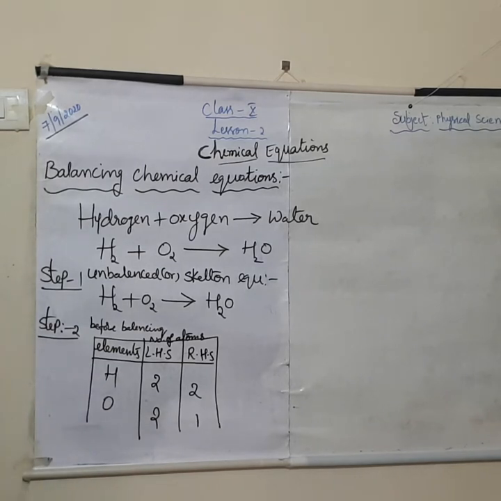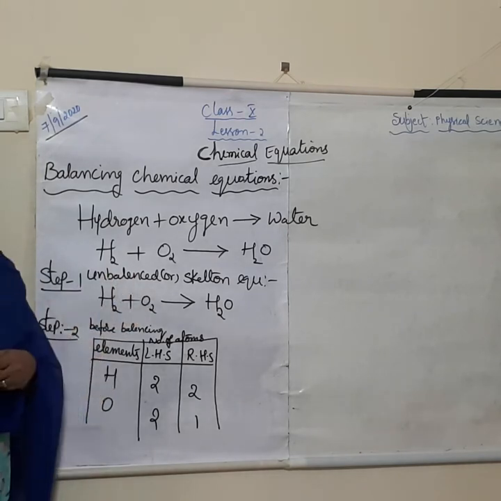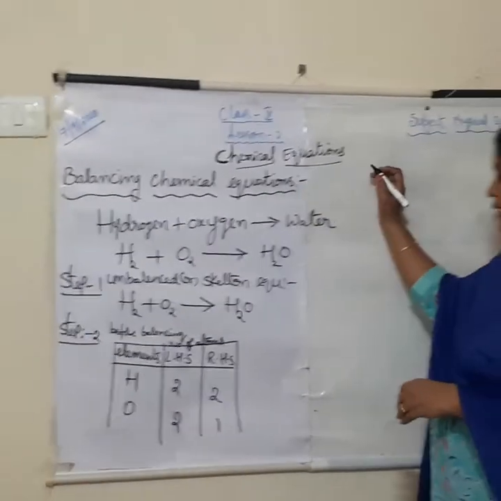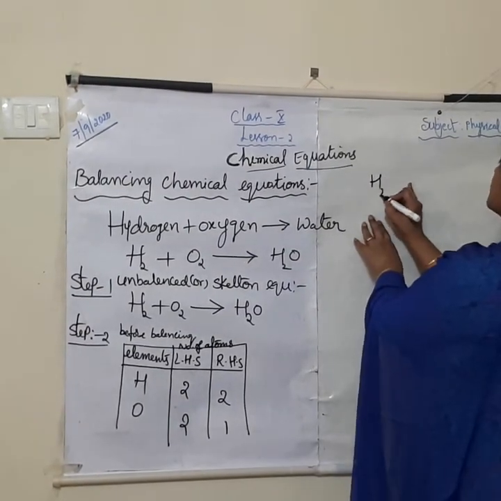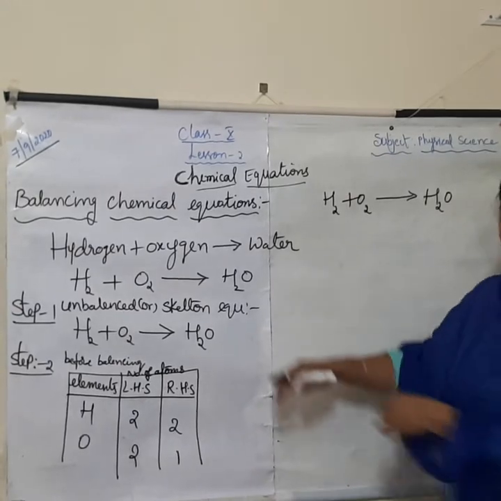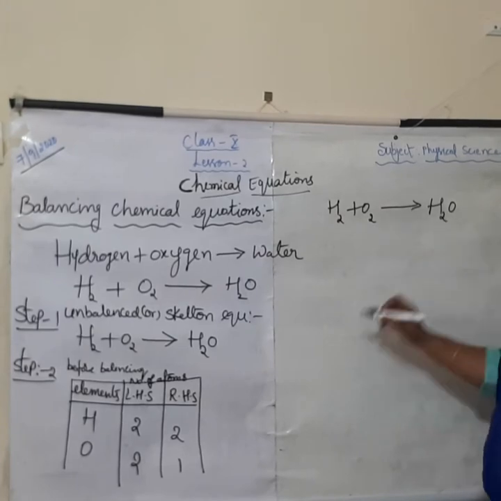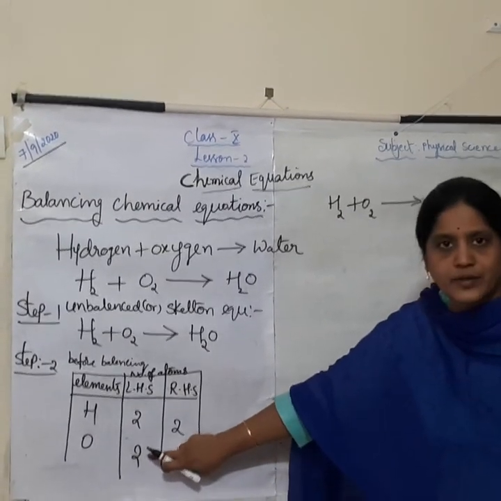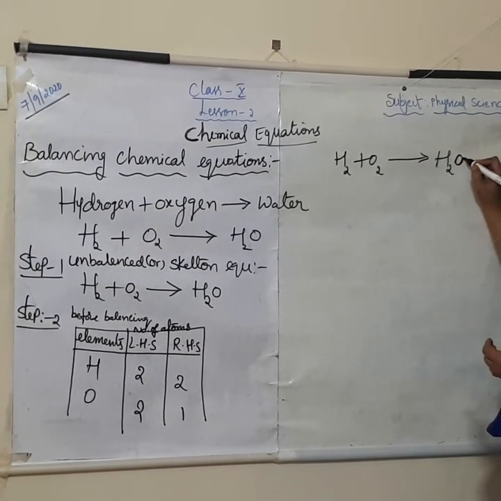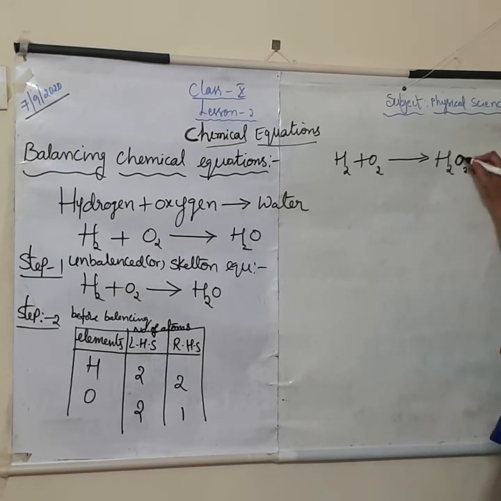So how to balance it? By trial and error method. By trial and error method, you must start balancing. Again for that, I will write it here: H2 plus O2 gives rise to H2O. Again, for balancing, you write the equation. To balance, here oxygen 1 is there, here 2 are there. So on the right hand side, you must multiply with 2 to get 2 oxygens. When you multiply with 2, you will get the 2 oxygens.